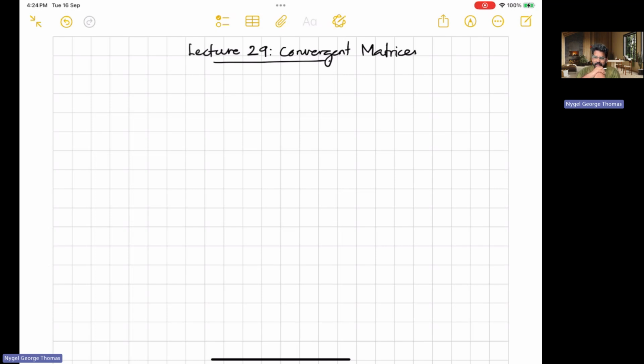In this lecture, we're going to look at the idea of convergent matrices. Let's start with the definition of what a convergent matrix is.